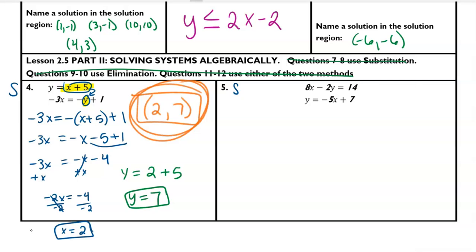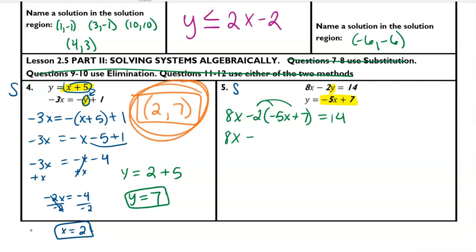All right, for the second one, substitution again. Here, the equation says y equals negative 5x plus 7. And since that is equal to y, we're going to plug it in for y in the other equation. So here we'll have 8x minus 2 times our y equals 14.